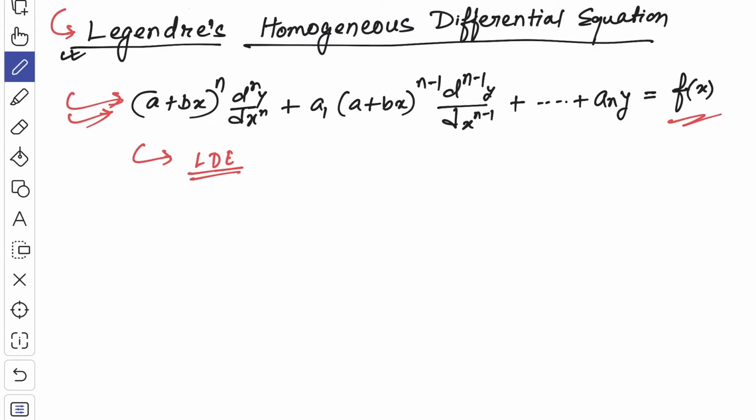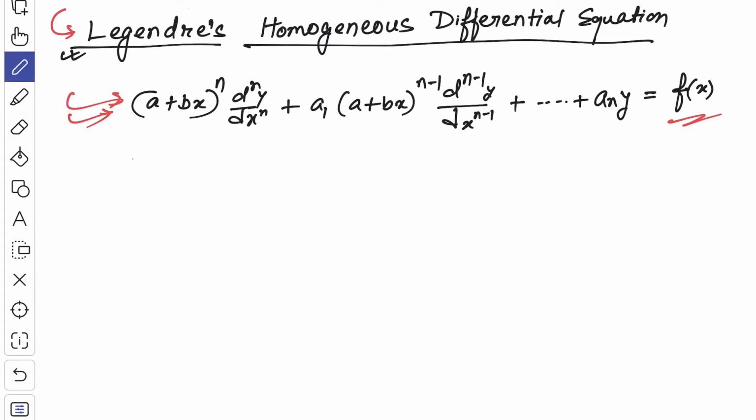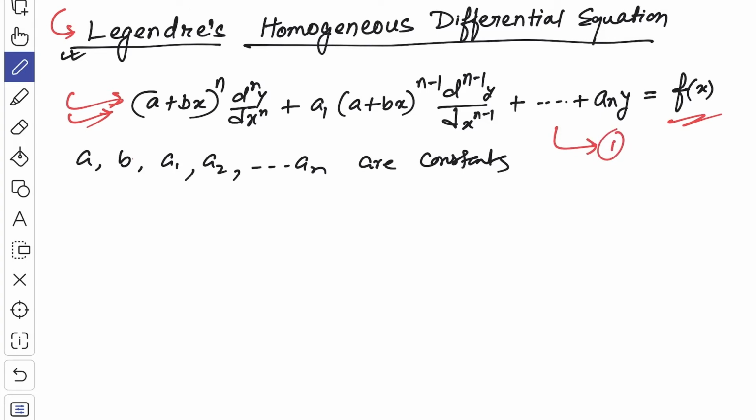Then we will solve problems. Okay, so here let me write one thing. Here a, b, a1, a2, an are constants, and let me take this as equation number 1.